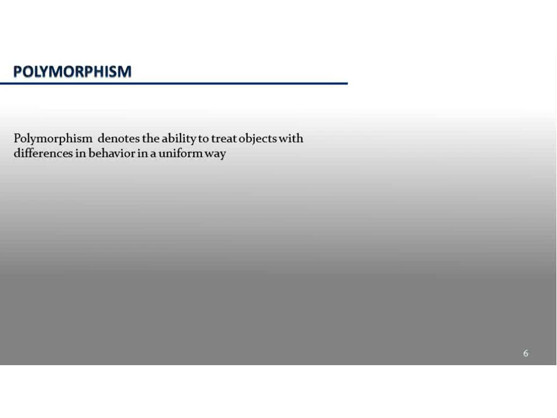Yes, you are correct that polymorphism denotes the ability to treat objects with differences in behavior in a uniform way, as you can see in this definition. So they are different objects and they have different behavior. So polymorphism allows us to use these objects, which have different behavior, in a uniform way. And there are two techniques in polymorphism, as you have specified. It's absolutely correct. We have overloading and overriding.